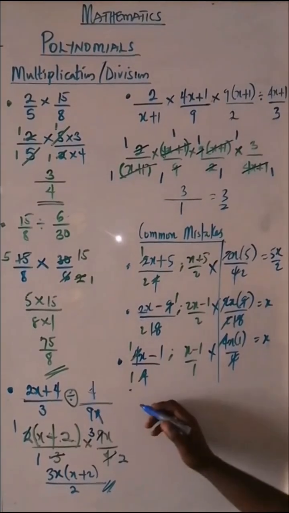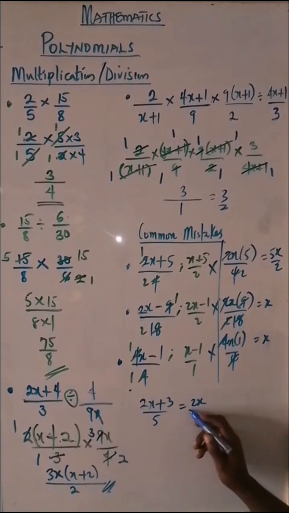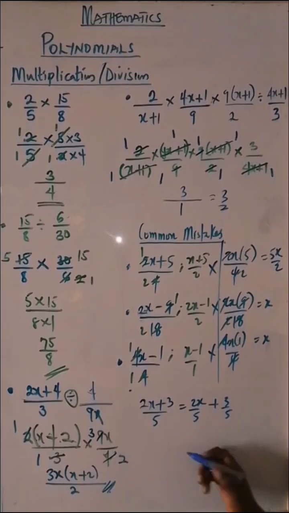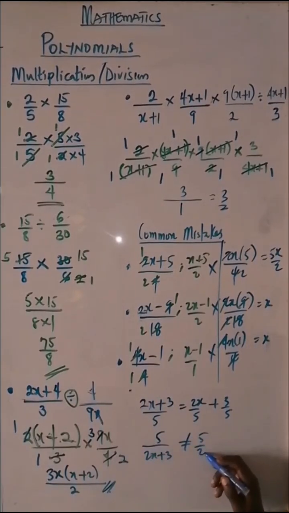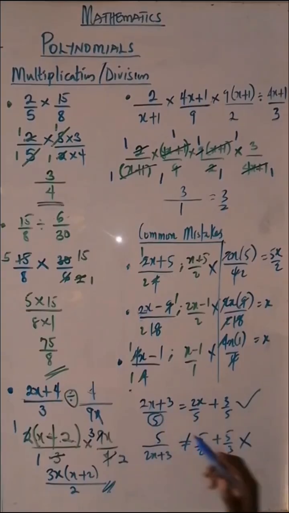Another common error. While we can express 2x plus 3 over 5 as 2x over 5 plus 3 over 5, yes, it's allowed. In mathematics, we can split the numerator. But if I have 5 over 2x plus 3, it is not equal to 5 over 2x plus 5 over 3. This doesn't work. This works. So meaning, if you have a monomial at the denominator we can split. But if we have a polynomial at the denominator we can never split. We can only split if we have what? A monomial. Unless you take what is here as a single entity.